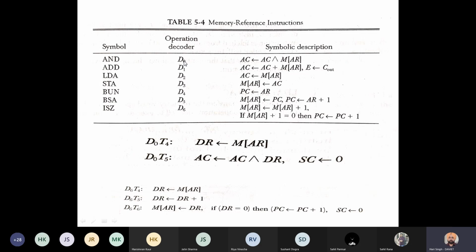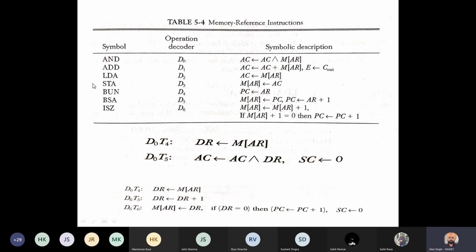So if D0 is active, it means the AND operation will be performed between the accumulator and a byte available in memory. Then if D1 is 1, the add operation will be performed. For D2, it means load accumulator. It will be done. And STA means store accumulator to memory.